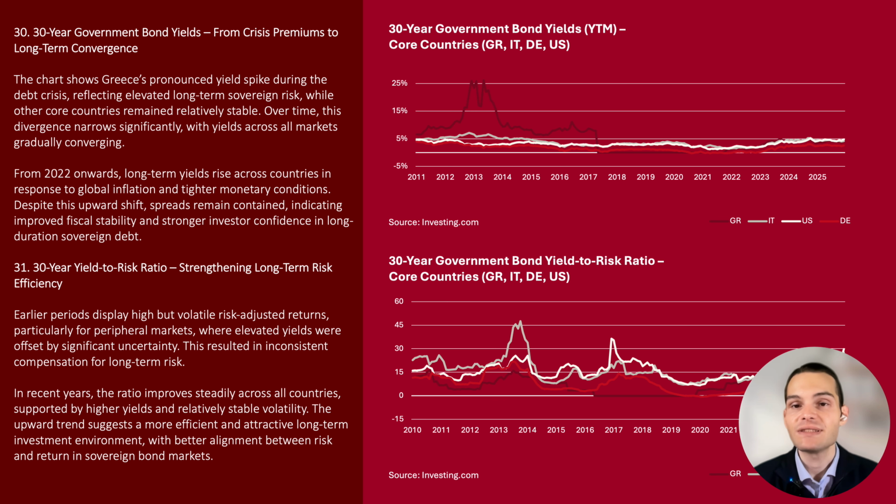The Greek sovereign debt crisis remains clearly visible in the 30-year segment of the yield curve as well, with Greece diverging sharply from other markets. Over time, long-term yields became more aligned across countries, while risk-adjusted performance became more consistent.